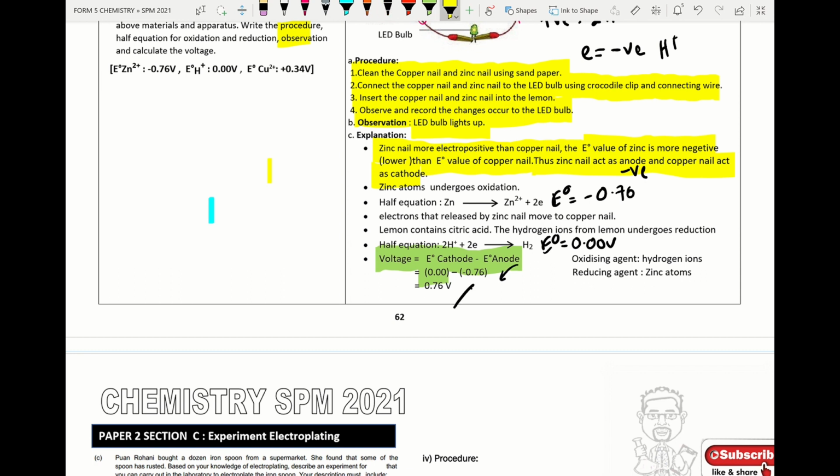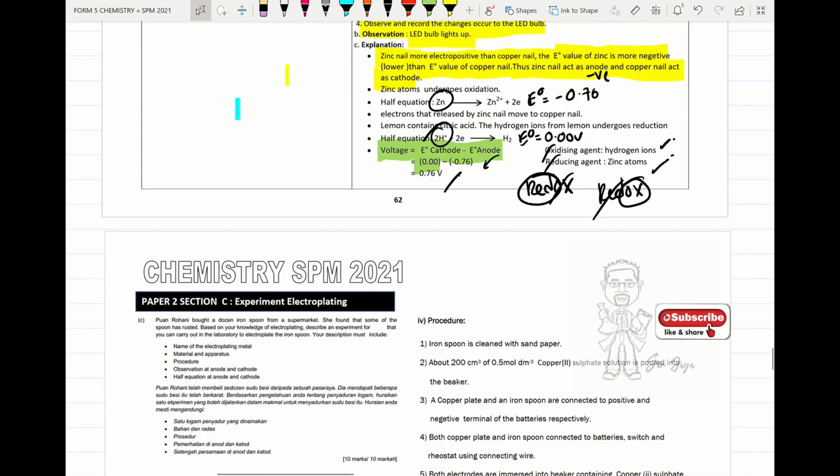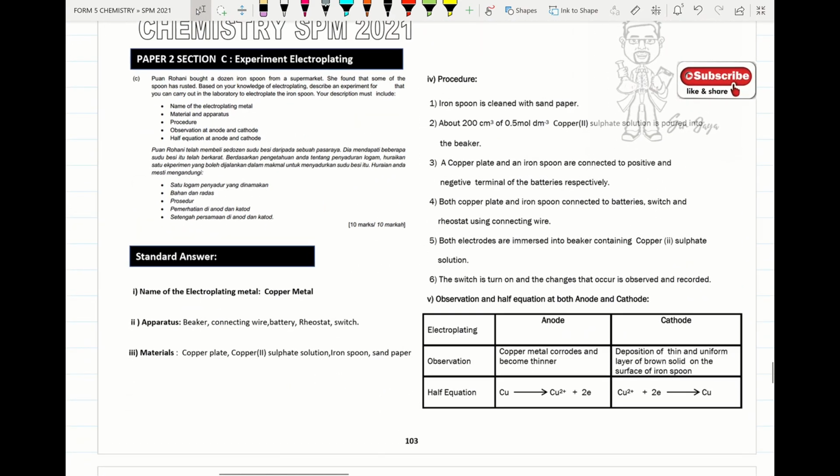Please remember, oxidizing agent undergoes reduction. So we put here redox, and we cancel OX. Which one undergoes reduction? The answer is hydrogen ion. So I put here redox, cancel the RED. Which one undergoes oxidation will be zinc atom. So for this question, please go through it and please do more revision. All right, we move on to the next question.